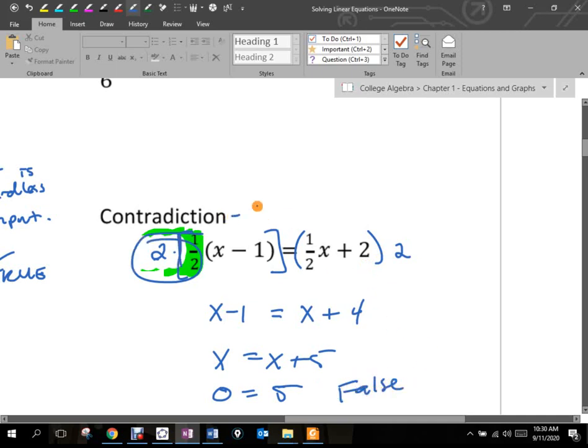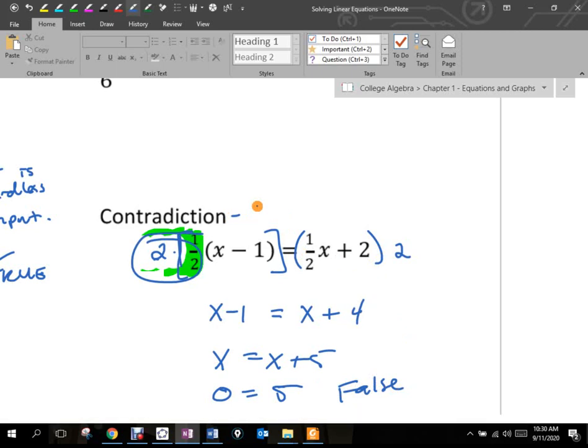Okay. And that's what a contradiction is. When I started the equation, it said that they were equal, right? But our math tells us no, what we have just shown is a contradiction to their equality. They are not equal. Okay? Does that make sense, everybody?